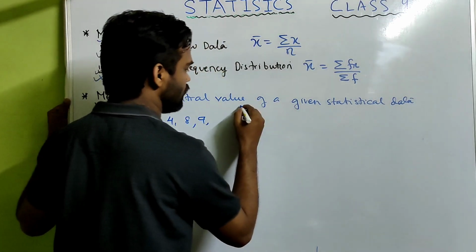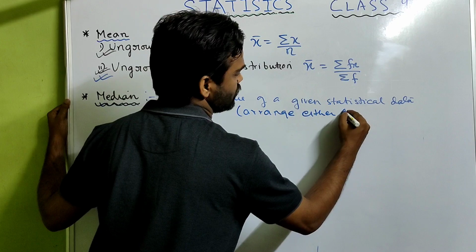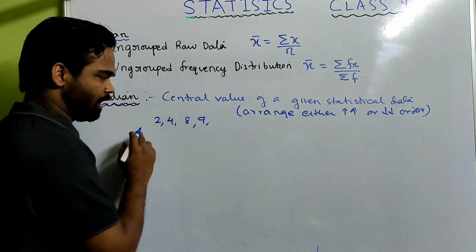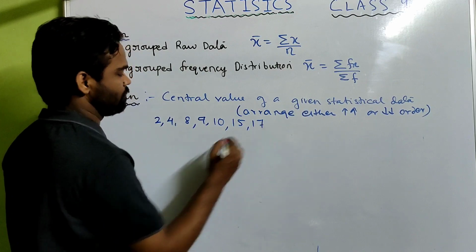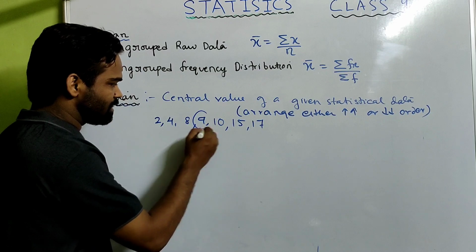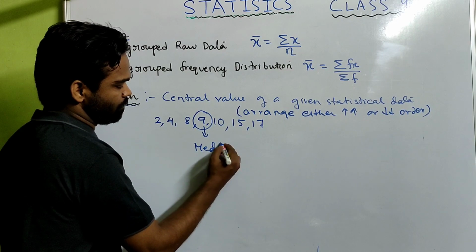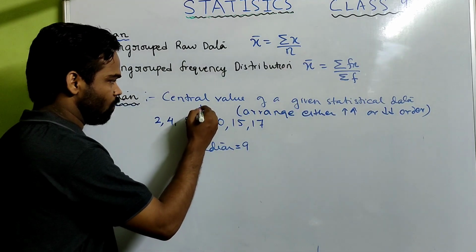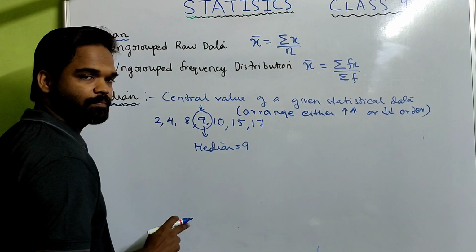It has to be arranged in either increasing or decreasing order. The data has to be arranged. I'm taking raw data which is arranged, suppose this. If you look carefully, it's arranged in increasing order. So the central value is known as the median. Here there was no issue because we have 1 element which was exactly at the center, 3 elements on this side, 3 elements on this side.